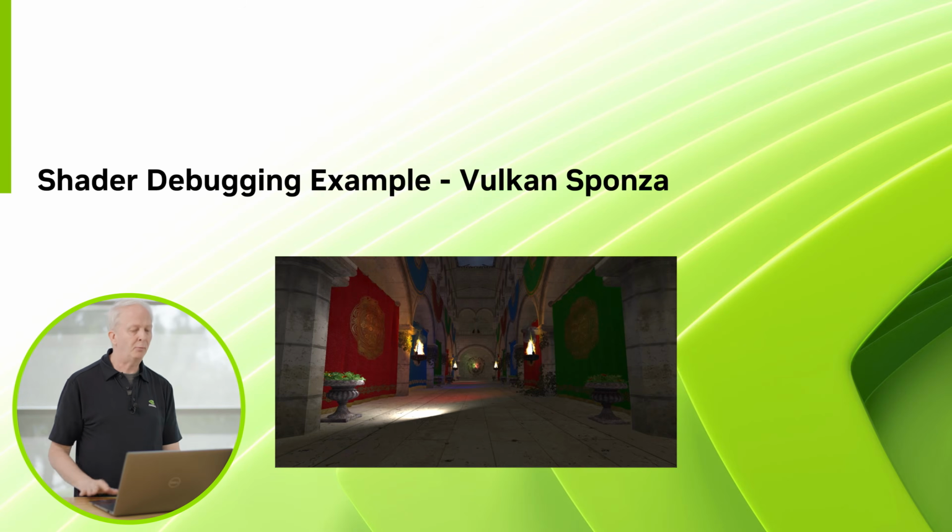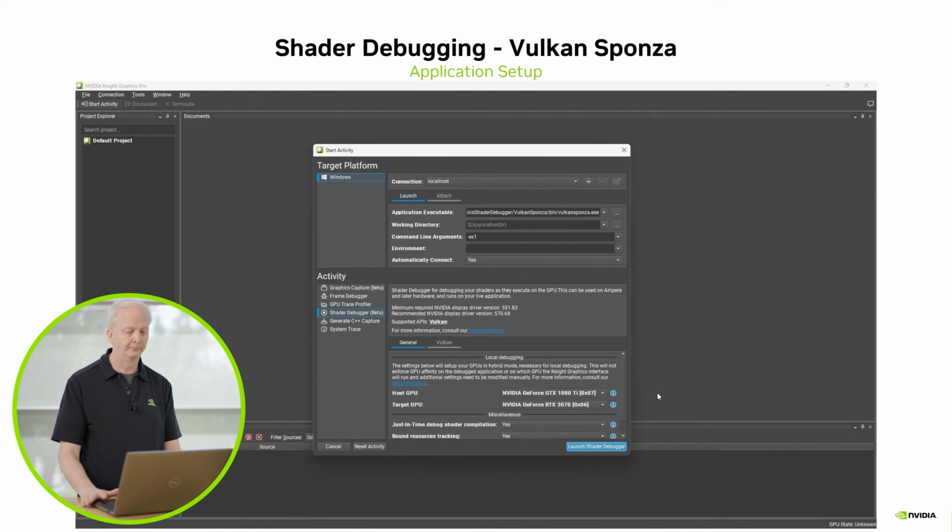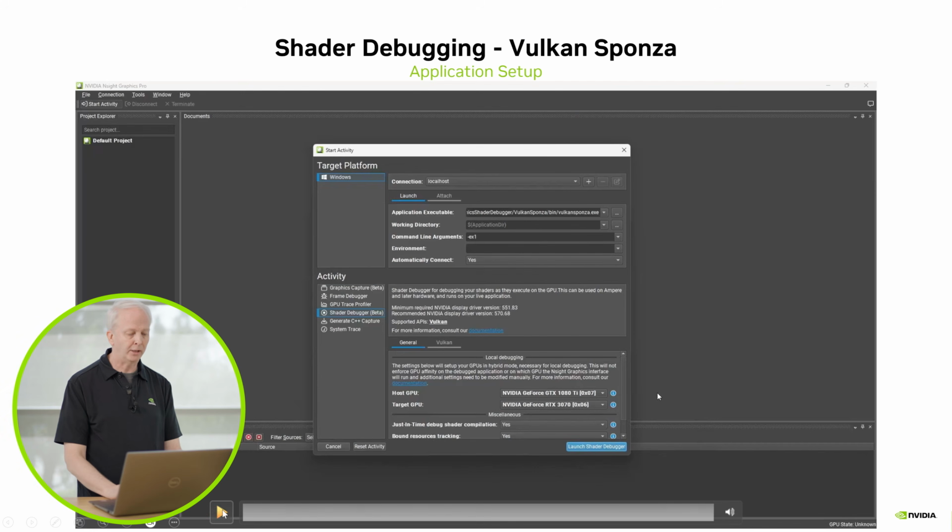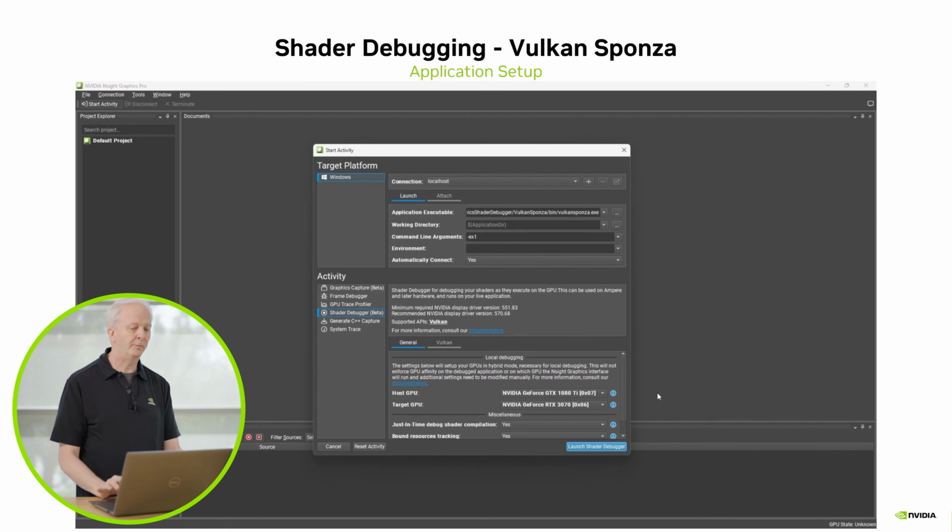So our example program that we're going to be using is the Vulkan Sponza app, and it's really great because it shows some really neat features in terms of doing a deferred renderer. So this first video is basically going to show you how to set up your debugging. You can see here in the top portion of the dialog, we've got all the information about your application executable, the working directory, as well as any command line arguments and any environment variables you happen to be using.